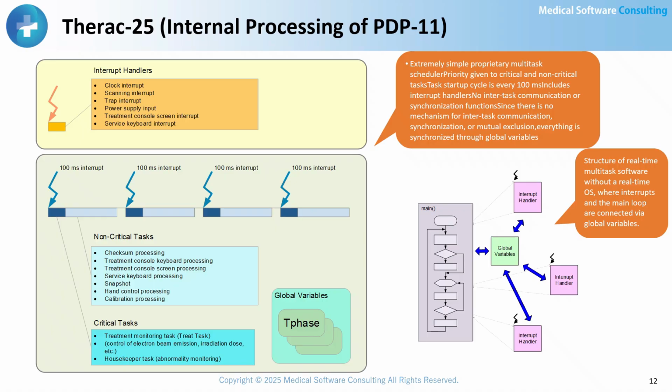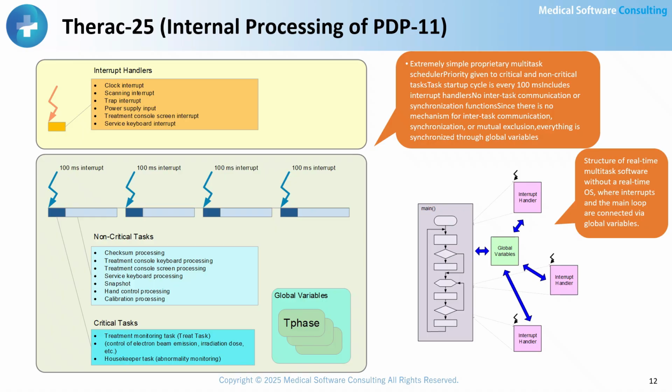Today, such time-critical multitasking systems would normally be built on top of a real-time operating system. The Therac 25 software consisted of interrupt-driven routines triggered by hardware events, along with a 100-millisecond periodic task launched by those interrupts. The interrupt handlers included a clock interrupt to count 100-millisecond cycles, a scanning interrupt, a trap interrupt, power-on routines, treatment console screen interrupts, and service keyboard interrupts.